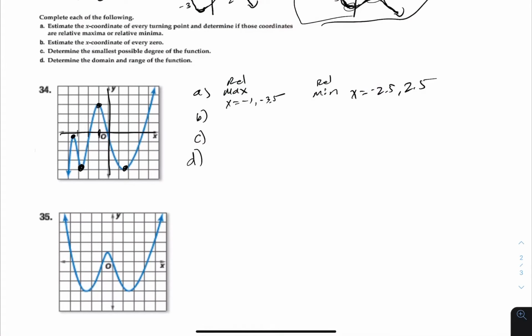B is to find the x-coordinate of every zero. So the zeros are right here, here, and we're just going to estimate. We'll say -2, 0, and about 3. Let's use an estimation.